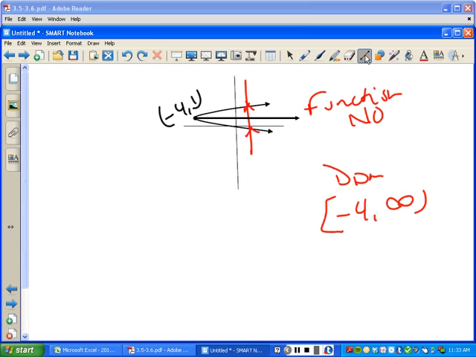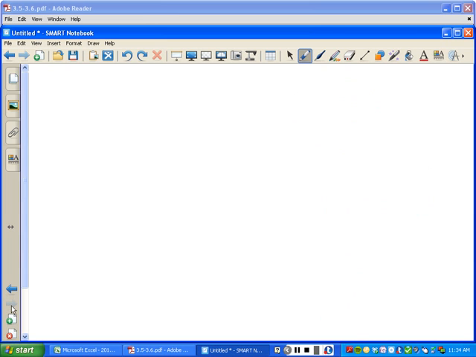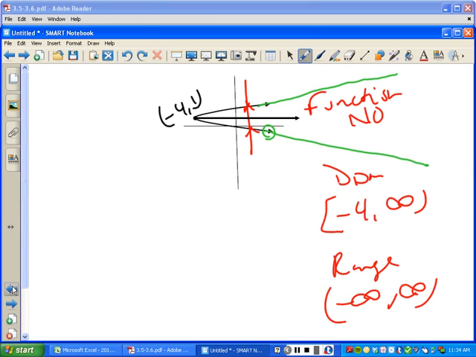Now, what's the range? The range is negative infinity to infinity. Why? Because this arrow here that's pointing down is going to go down, down, down, down, and it continuously go down forever. There's nothing that's going to stop it from going down, so eventually it ends up at negative infinity. This arrow here, how tall will it go? It'll continue to increase and eventually go to infinity. So the range is negative infinity to infinity. Okay? All right. With that being said, let me stop this.